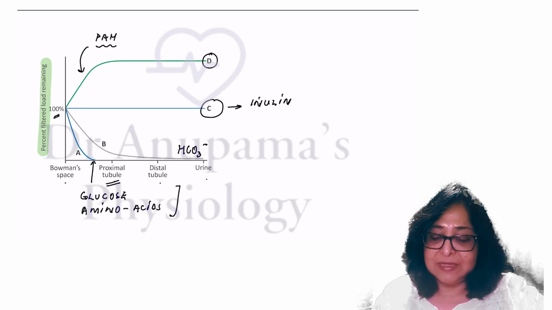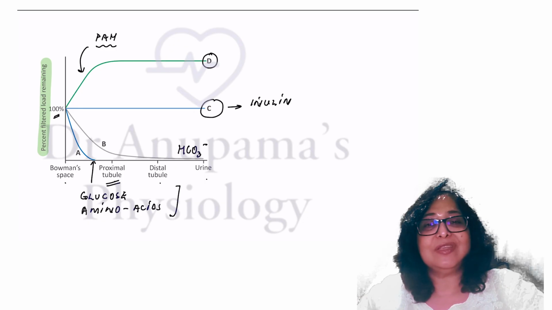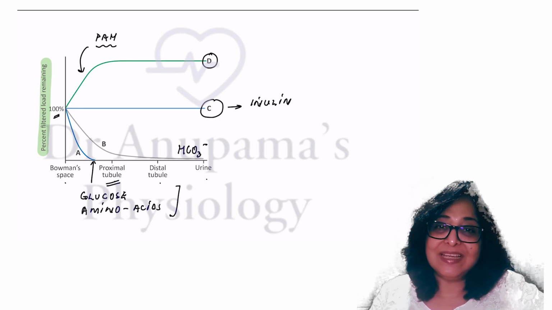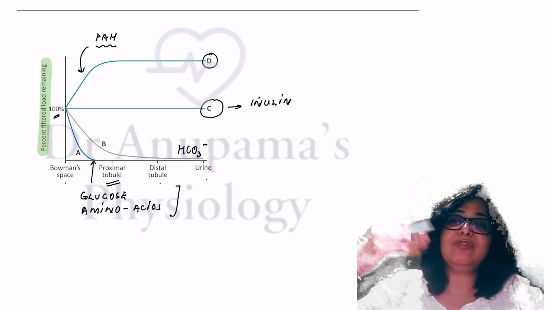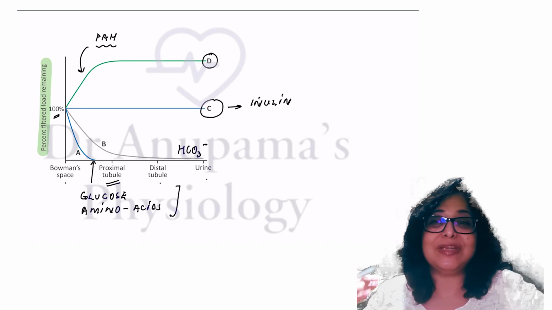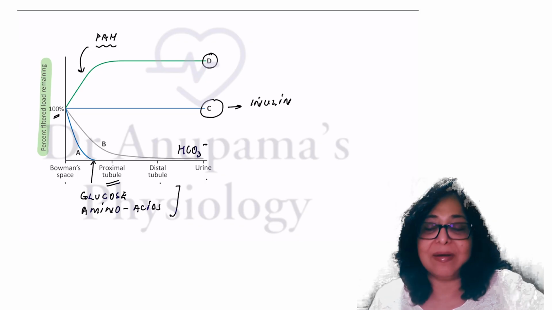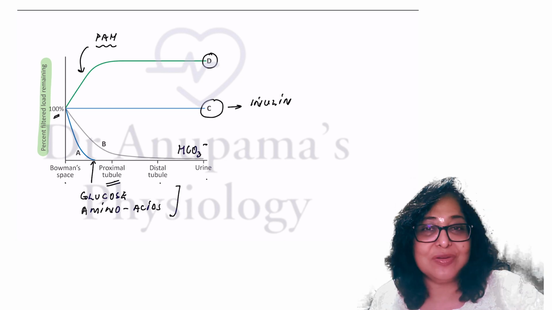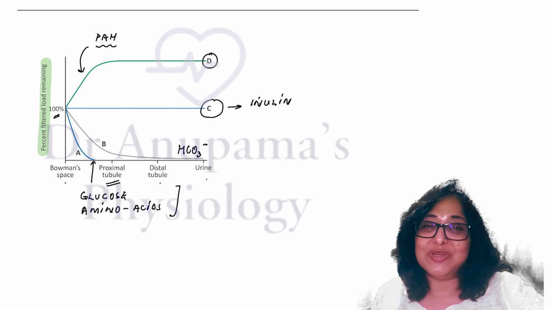C, percentage of the filtered load remaining is unchanged. So it's neither reabsorbed nor secreted. Substance D, percentage of filtered load 100% in Bowman's capsule increases in the PCT. That means it is secreted. So this is para-aminohippuric acid. So these were a few graphs from renal physiology. Hope you enjoyed the session.